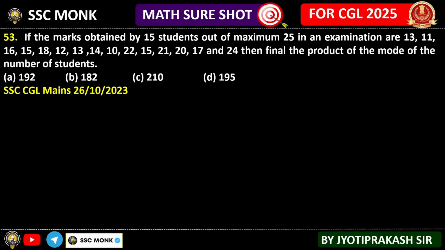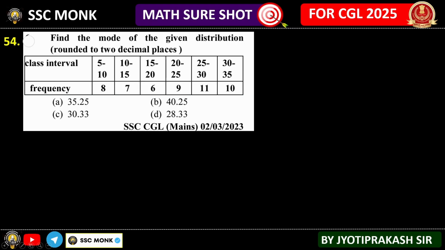Next, if the marks obtained by 15 students out of maximum 25 in examination are this much, then find the product of the modes of the number of students. See here, mode means what? Mode means whichever is repeated the maximum number of times. 13 twice, 11 once, 16 once, 15 twice, 12, 14, 10 once each. So there are two modes, 13 and 15. So their product will be 13 into 15, that is equal to 195. So answer option D.